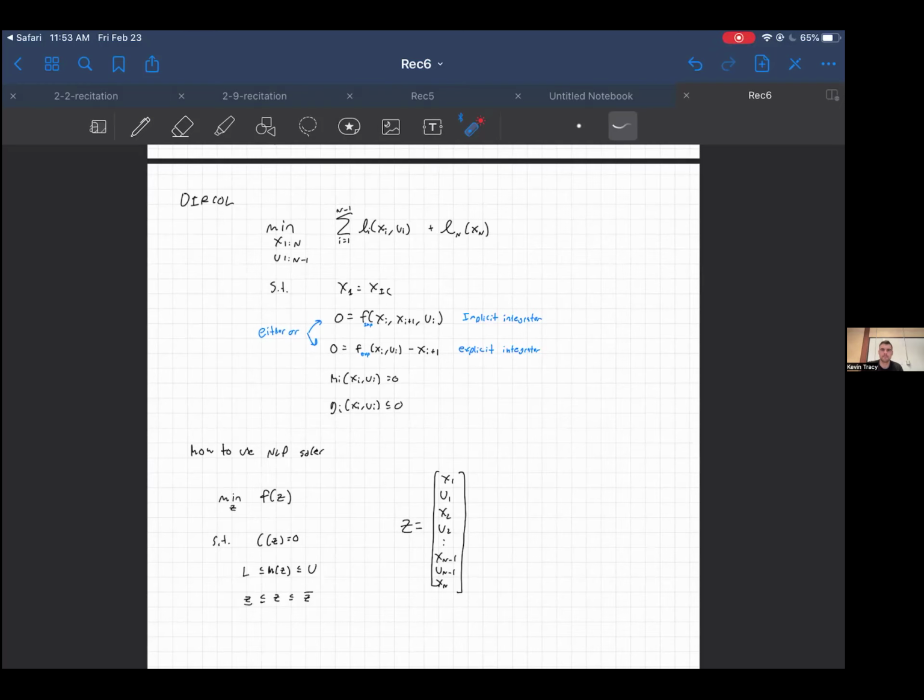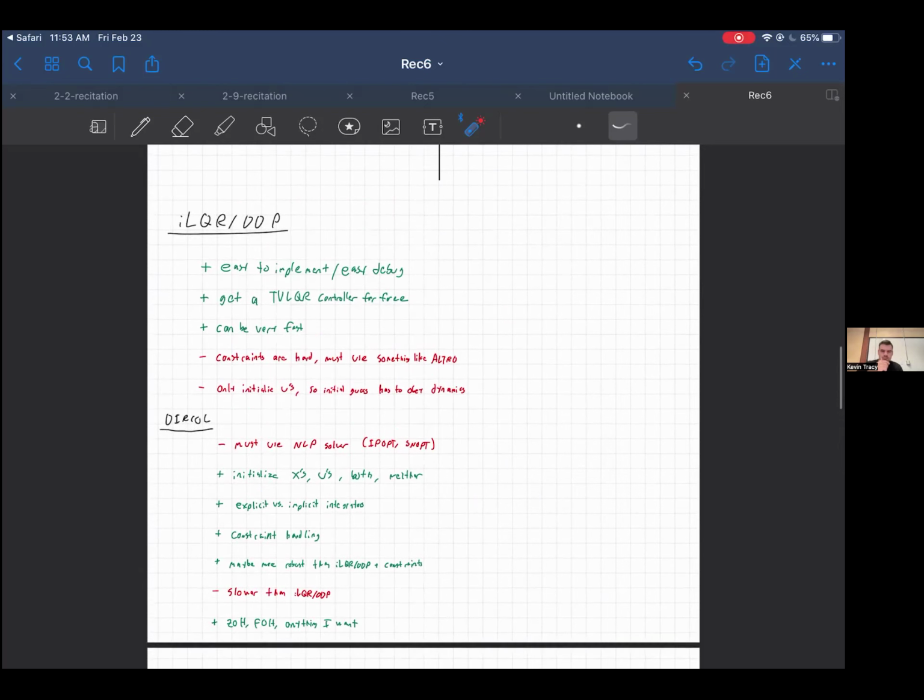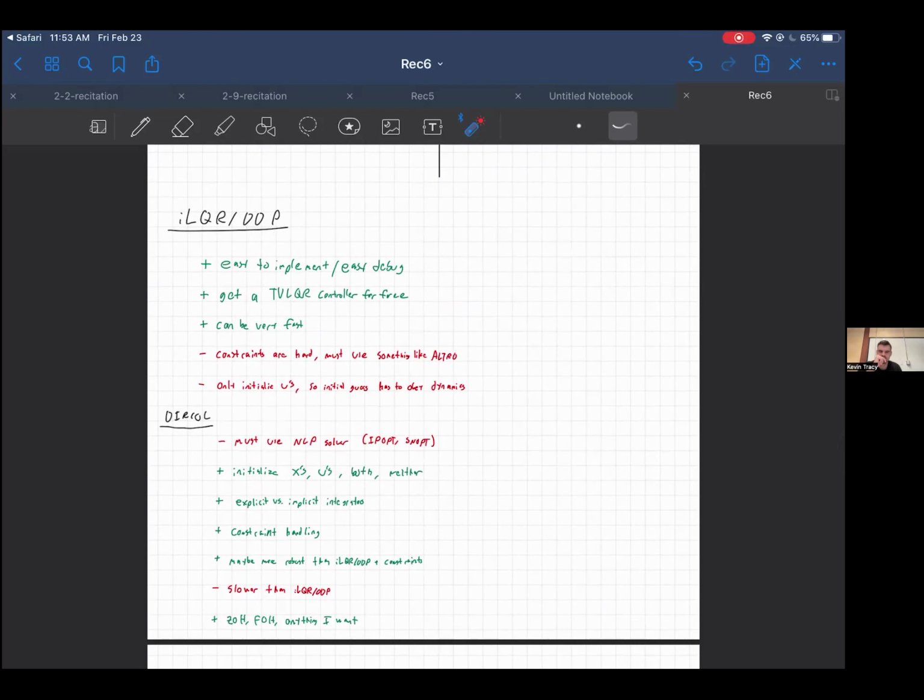Hey, Kevin, I have a question. You mentioned for iLQR that we only get to initialize the U's, but we don't get to initialize the X's. Is that only for the very first time step that becomes an issue, or would we have to guess the U's for all the time steps that we're interested in? So you mean time steps in the trajectory? Yes. Okay, yeah.